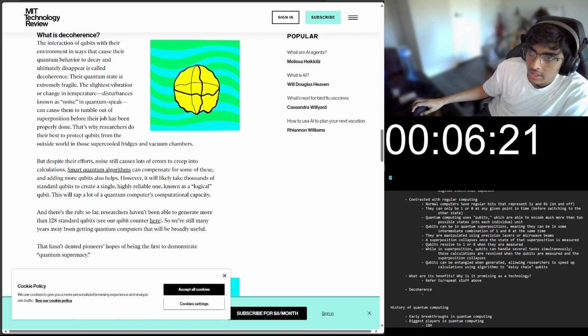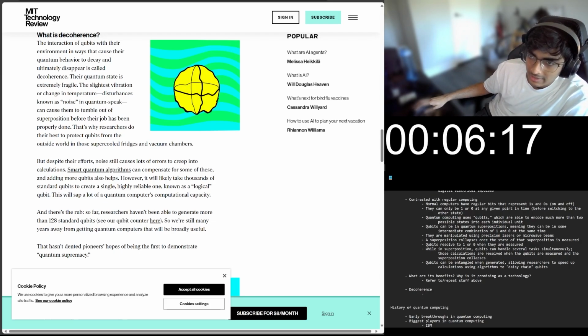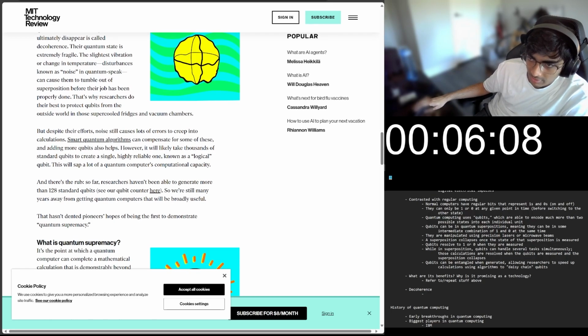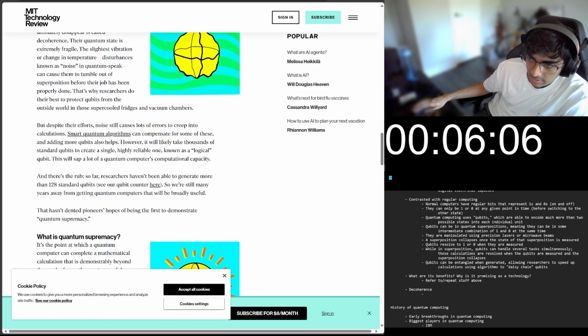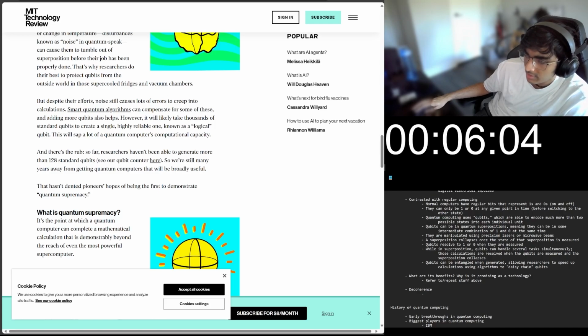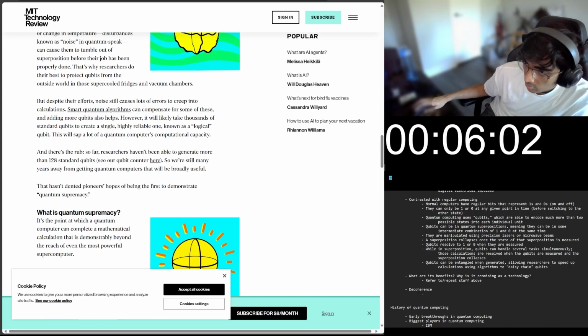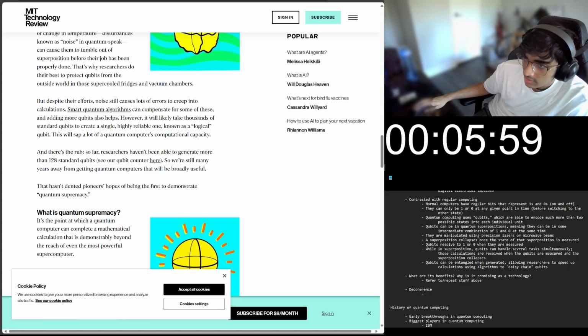Why is this bad? The interaction of qubits with their environment in ways that cause their quantum behavior to decay and ultimately disappear is called decoherence. A quantum state is extremely fragile. The slightest vibration or change in temperature can cause them to tumble out of superposition before their job has been properly done. This is why researchers do their best to protect qubits from the outside world in these supercooled fridges and vacuum chambers. The noise still causes a lot of error to creep into calculations.